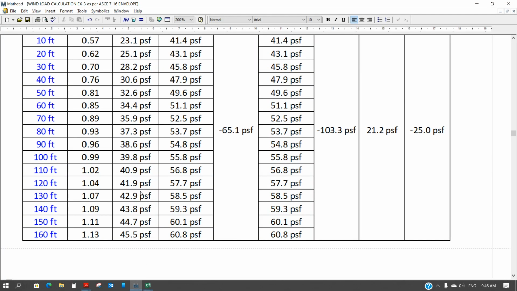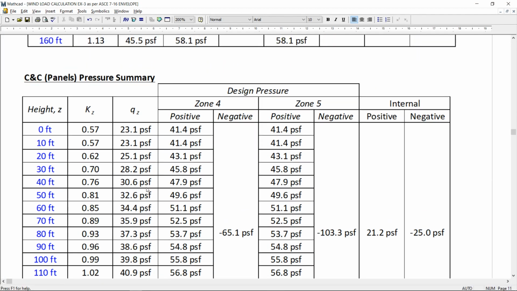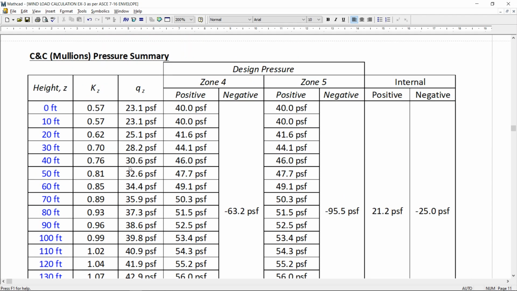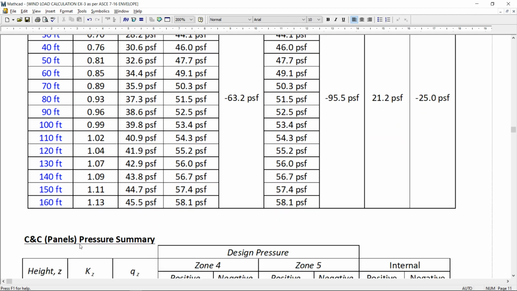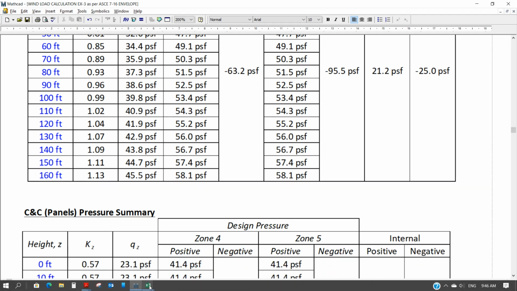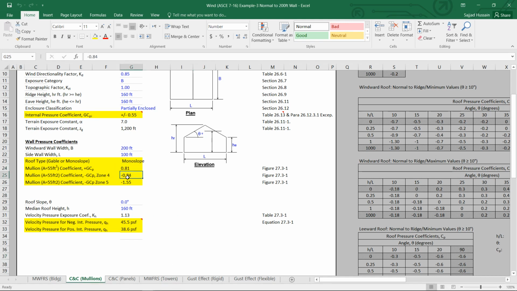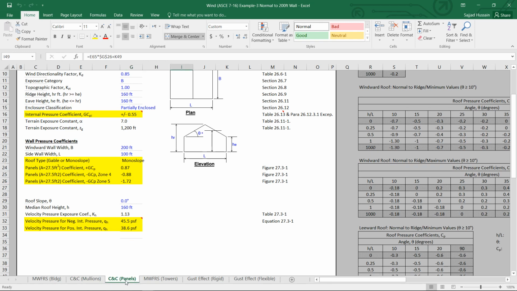One for the component and cladding of the mullions, and one for the component and cladding for the panels. These calculations are based on the coefficients calculated here. For mullions, the coefficients are a bit different, and for panels, the coefficients are different. So hopefully it is now clear.